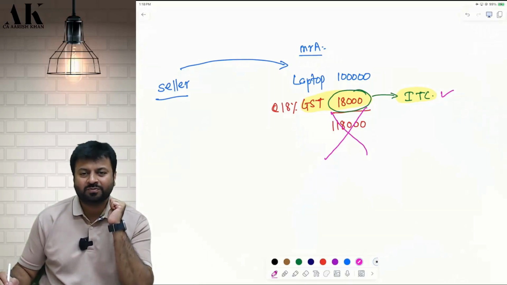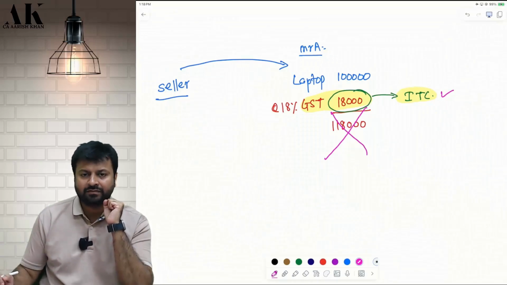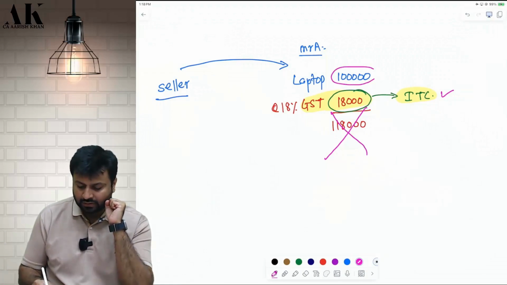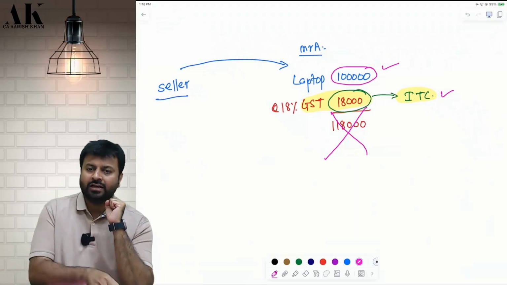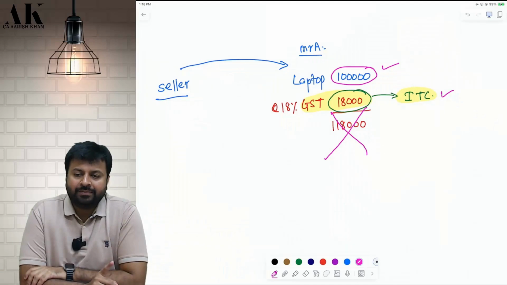Yes or no? Yes, sir. Because on 18,000 you are already taking tax benefit under GST law. So in that case, your actual cost will be 1 lakh rupees. Is it clear? Please tell me. So in that case, you will claim depreciation excluding the GST portion. Is it clear, all of you?